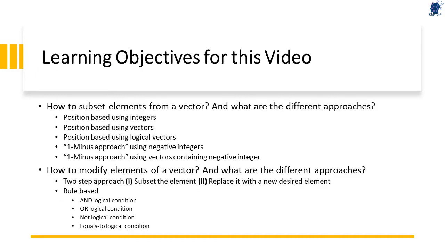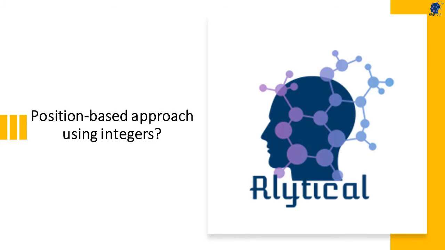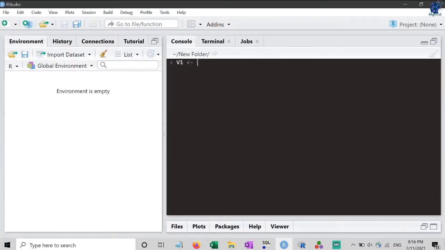In this video, we will explore multiple approaches to extract information from within vectors, aka subsetting vectors. In addition, we will also look at ways to modify the contents within a vector. The first approach to extract elements from a vector is using the position of the elements.